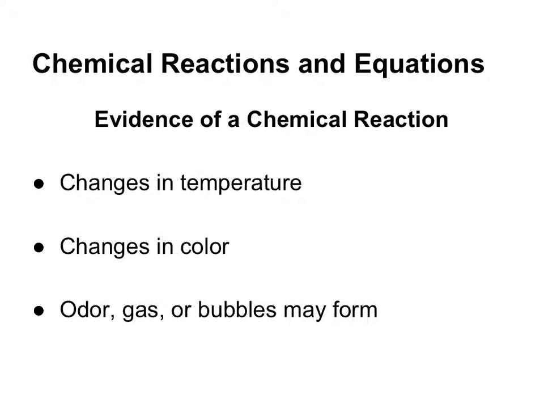A couple things that you can look for that are signs that a chemical change or chemical reaction has taken place. And all of these could be confused with physical changes depending on what's going on. The first is a change in temperature. Now again, that's not saying you put water on the stove and it boils because you're heating it. That's adding heat. Change in temperature in this case means you take two things that are at room temperature, for example, mix them together, and all of a sudden it gets very hot or very cold.